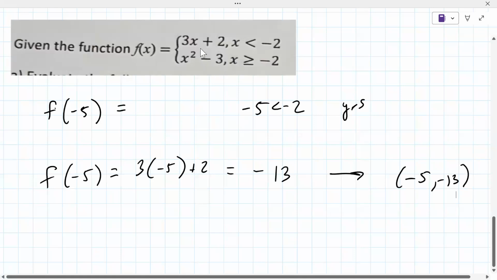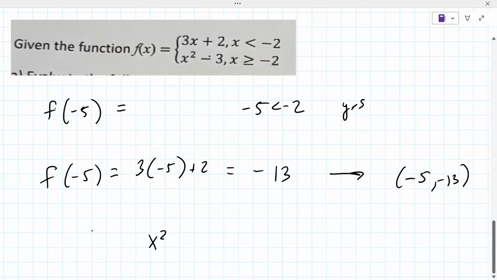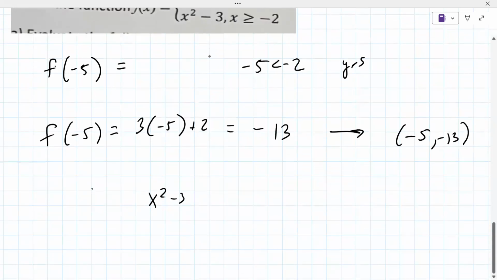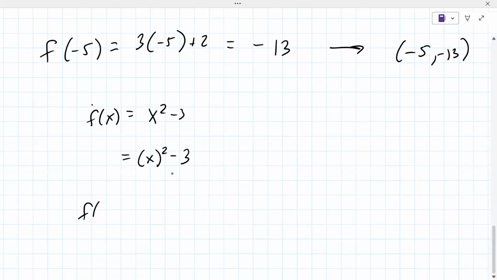Now for the second piece, which is x squared minus 3, when you evaluate, you really want to treat it like this, where it's parentheses x, squared, minus 3. The number that's being squared is in parentheses. So when you find f of -2, that -2 is going in parentheses.